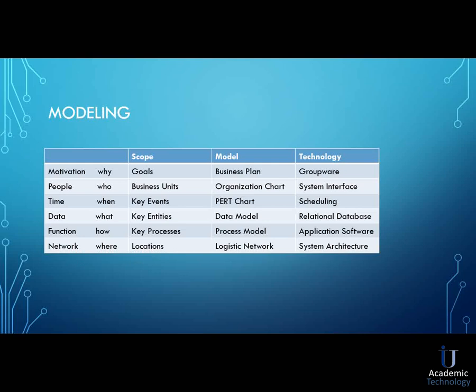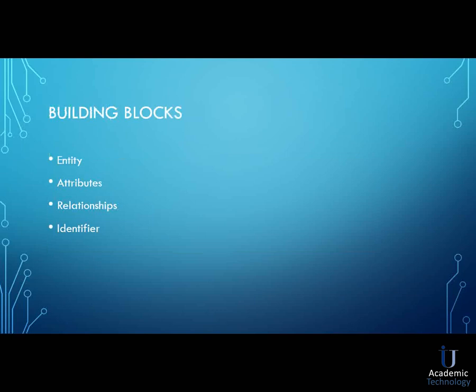Different modeling types. We talked about business plans. We talked about process modeling. So I would be able to understand what is in each one of these models. What does it do? What's the difference between a data model and a process model, and where it would be used?